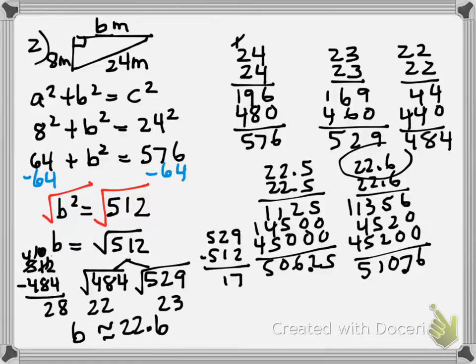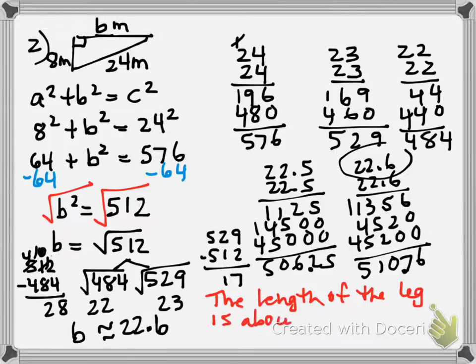So when I write my answer, I would say the length of, now this is a leg, the leg is about, that means I'm approximating my answer, 22.6, and what's the label? Meters. Okay?